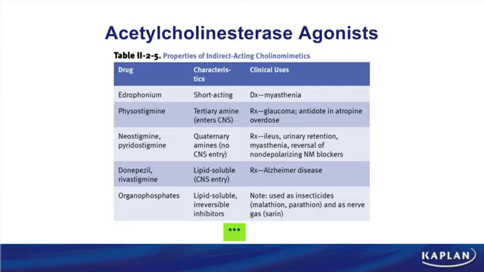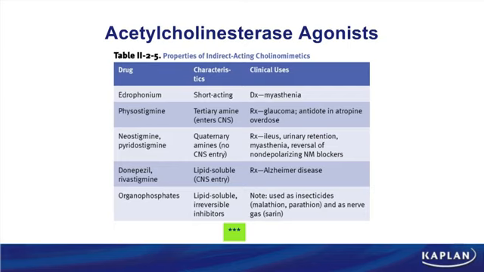Then if you'll notice, we have several stigmines in this table. In fact, the ending stigmine is very important to remember. If I ever see that ending on a drug name, I know that is an acetylcholinesterase inhibitor. But physostigmine is separated from neo and pyridostigmine in the table because physostigmine is a tertiary amine. A little bit of chemistry here. Physostigmine as a tertiary amine, those types of drugs are very, very lipid soluble. So this drug can enter the CNS effectively.